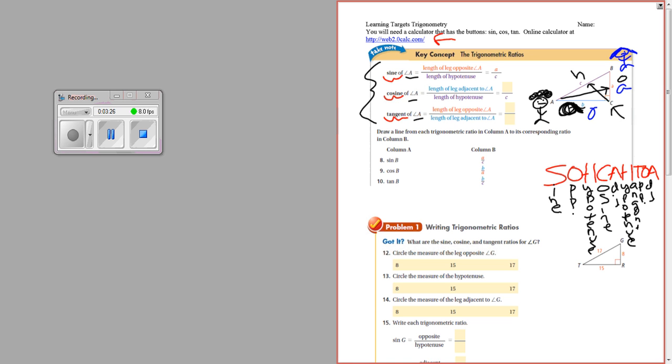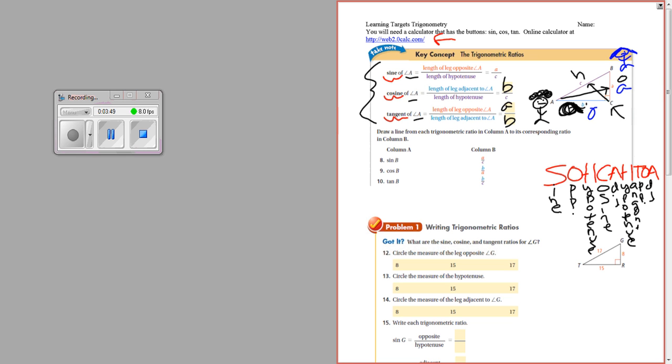So right now we're talking from angle A. So the sine of angle A is going to be the opposite, which in this example is our little a, over the hypotenuse, which is C. The cosine of angle A is going to be the adjacent, which is our B, over the hypotenuse, which is labeled C. And we'll plug numbers in just a moment. And the tangent is going to be the opposite, which is A, over the adjacent, which is B.